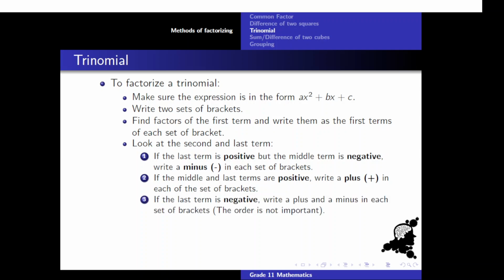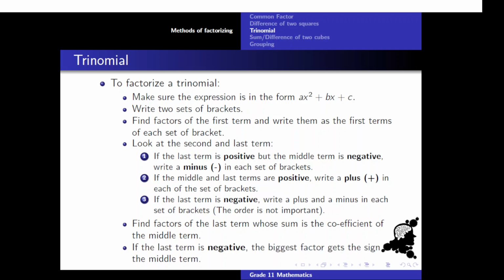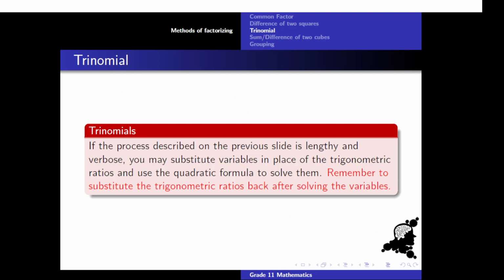If it happens that the last term is negative, you put a plus in one bracket and a minus in the next bracket. We then need to find factors of the last term, such that when we add them, we get the coefficient of the middle term. I know just reading this on its own is a lot of work. So let's look at it in a practical sense.